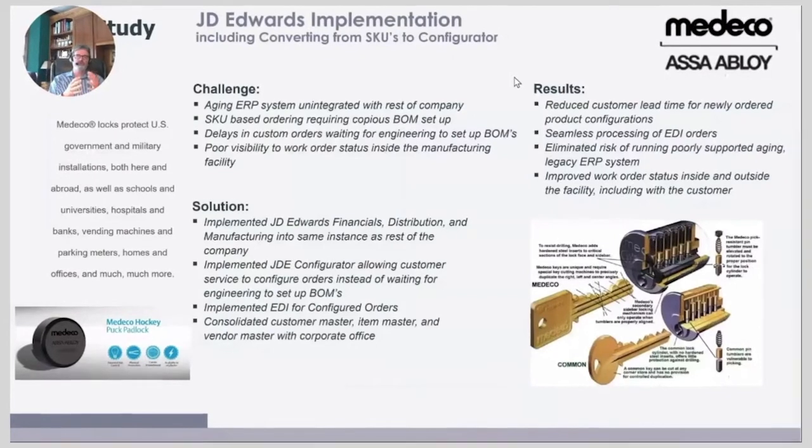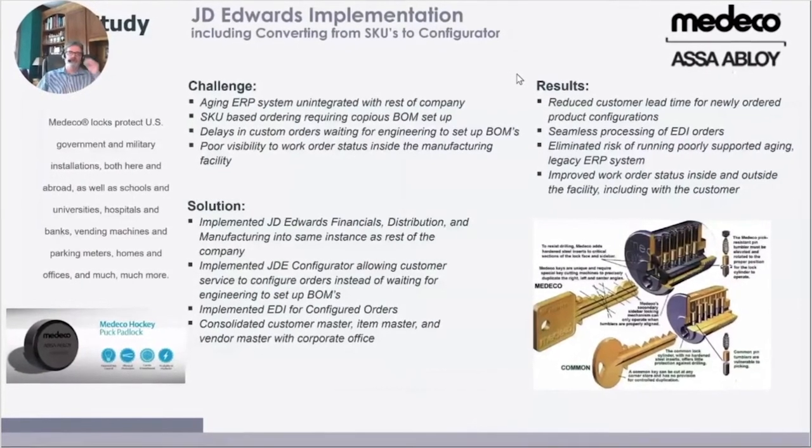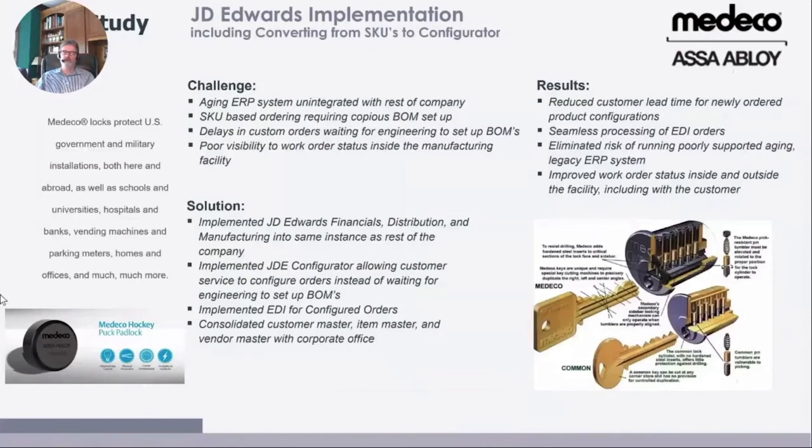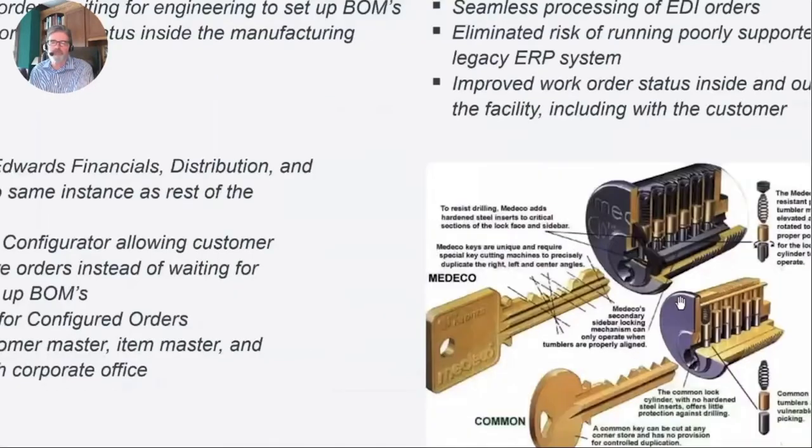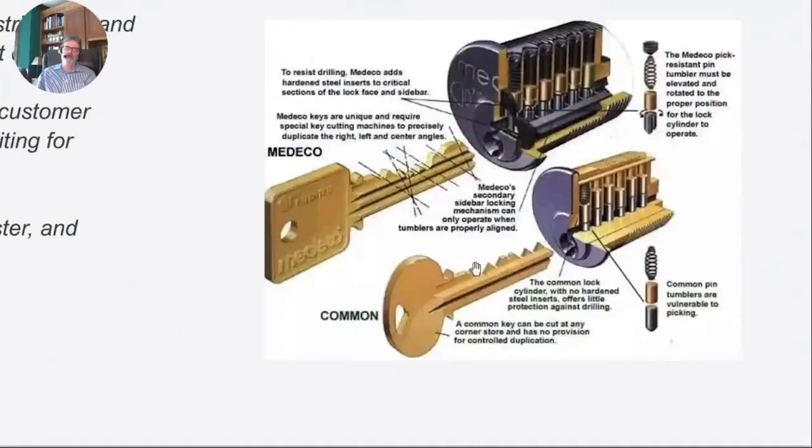So this is a case study discussion about one company's journey from SKUs to using the JD Edwards Configurator. Medeco is a division of ASSA ABLOY. They make high security locks. Part of what they do is make locks that not only have a common key cut and tumblers, these pins that go up and down, but with a Medeco lock, it's cut diagonally as well, so the pin has to fall down and then twist to be properly aligned before the lock opens.